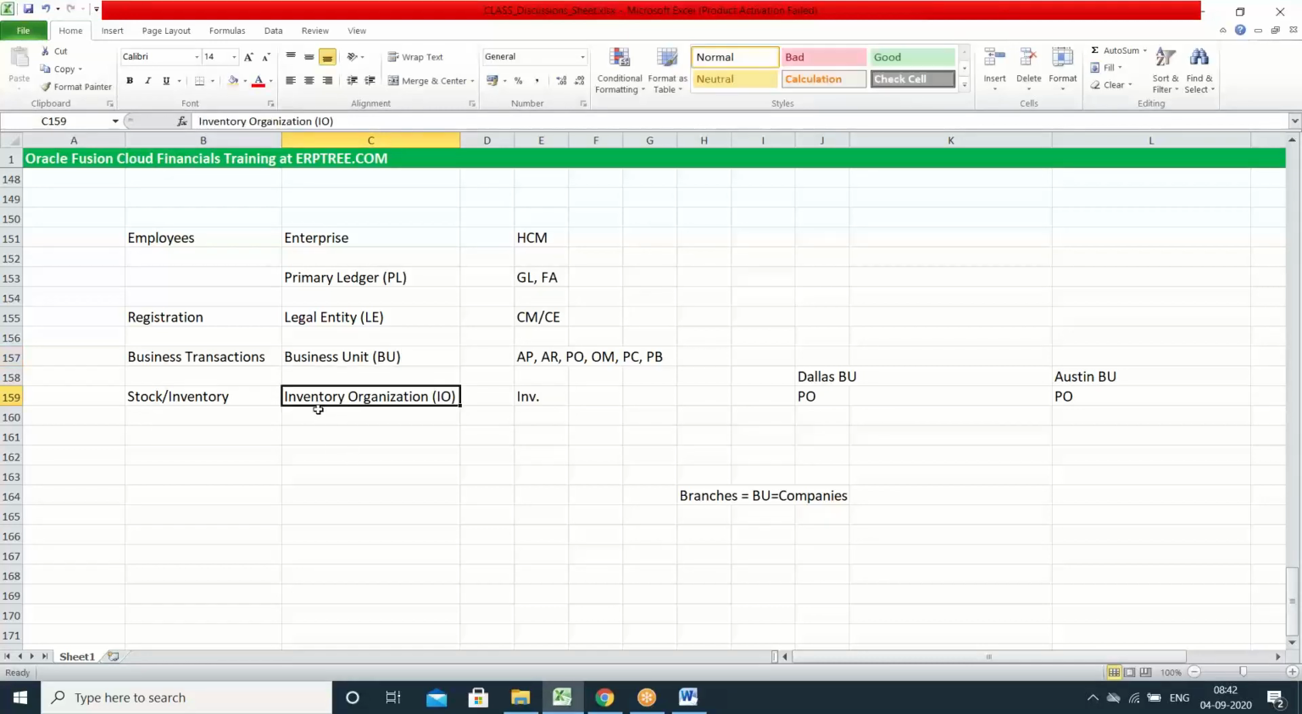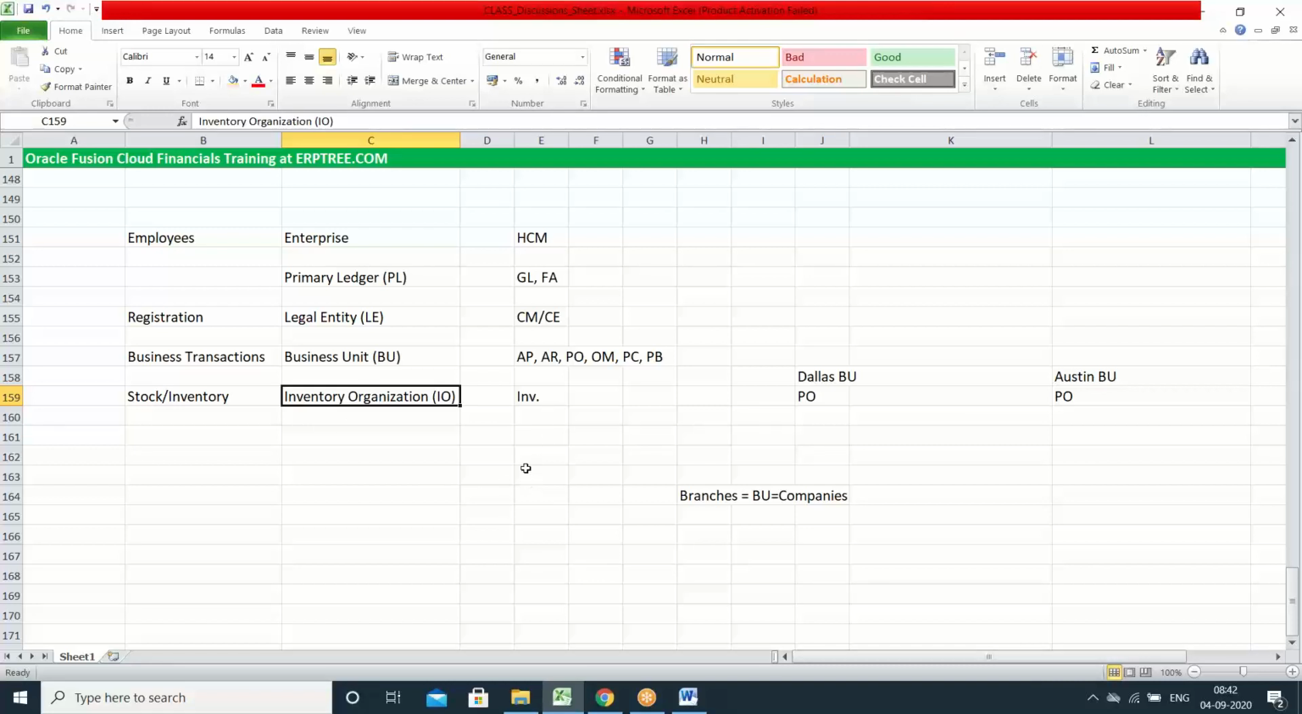And when you talk about inventory organizations, stock, how much stock, what is the inventory or warehouses, how many you have in your company. So for that, you have to create separate inventory organizations. If you have 10 warehouses as per your business, you have to create 10 inventory organizations.